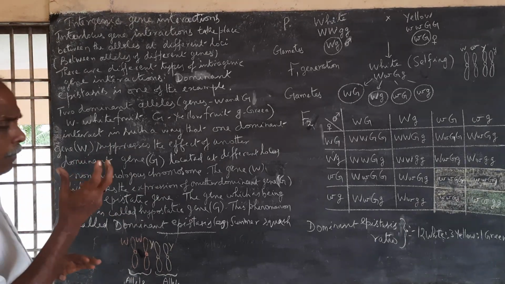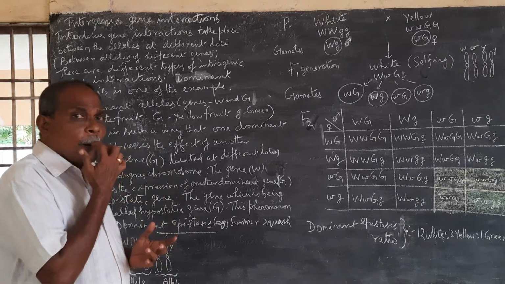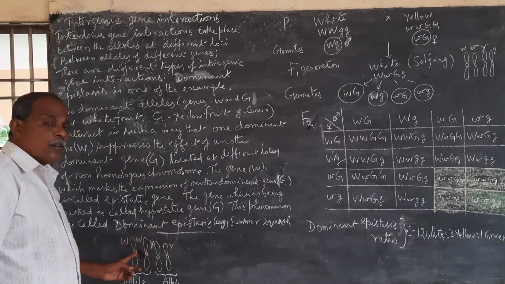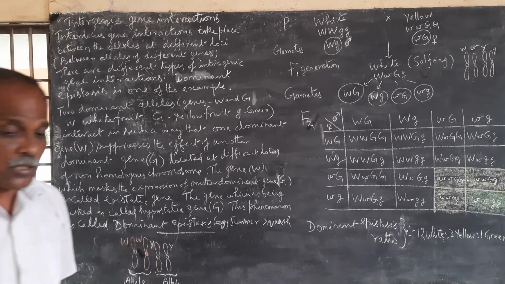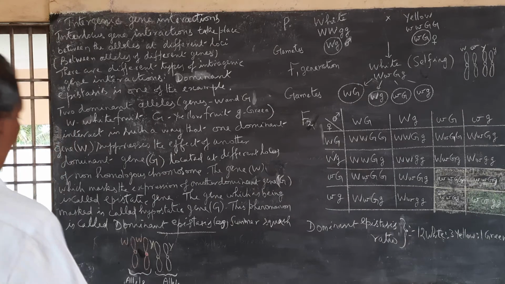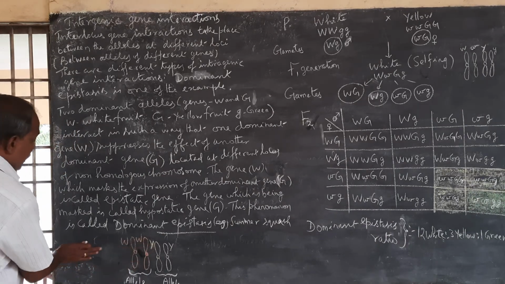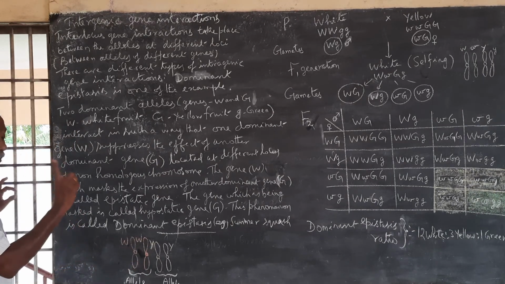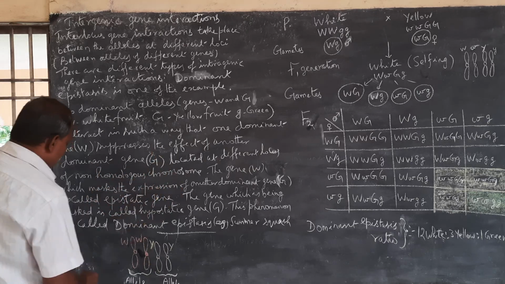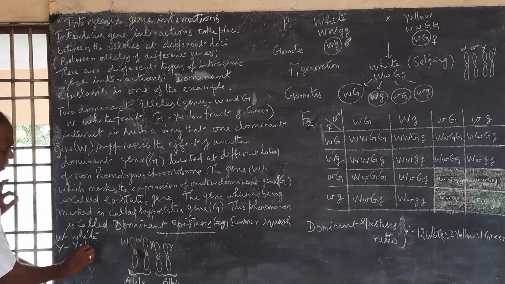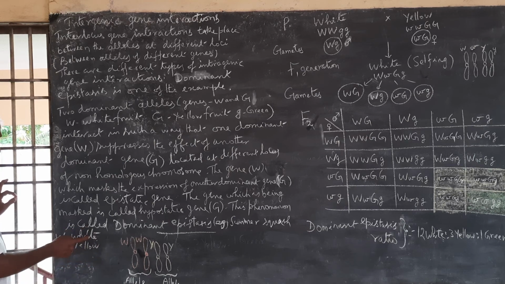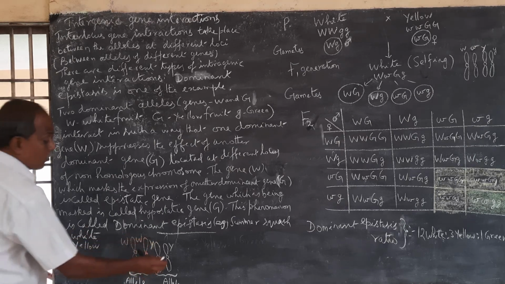Now, what is epistasis? It is an interaction between two non-allelic dominant genes. These non-allelic dominant genes interact in such a way that one of the dominant genes produces its phenotype. For example, capital W controls formation of white color fruits, whereas capital Y controls formation of yellow color fruits. When these genes are together, they produce only white.